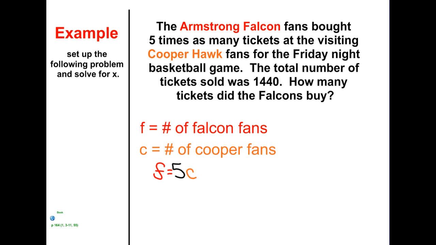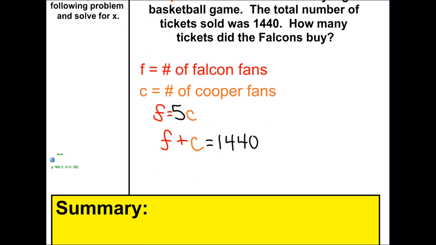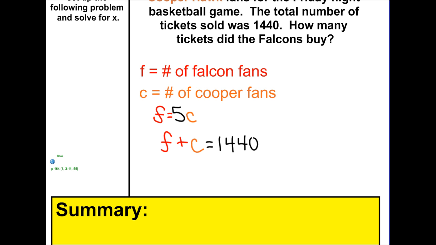Now we also know that the number of tickets added together is going to equal 1,440. So the equation is simply F plus C equals 1,440. Now again, let's use substitution to solve this system of equations. We know that F equals 5 times C, and F plus C equals 1,440. So all we have to do is plug in the 5C for the F. So now we know that 5C plus C equals 1,440.